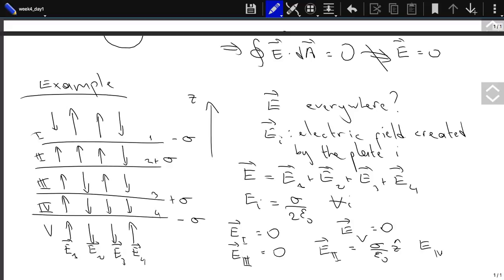And the electric field in region 4, E1 plus E2 will be 0. So I have two electric fields pointing downward. Both of them have the same magnitude, sigma over 2 epsilon 0. So the sum has the magnitude sigma over epsilon 0, and it is in the minus z direction.